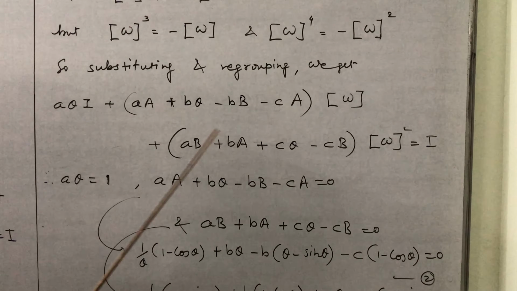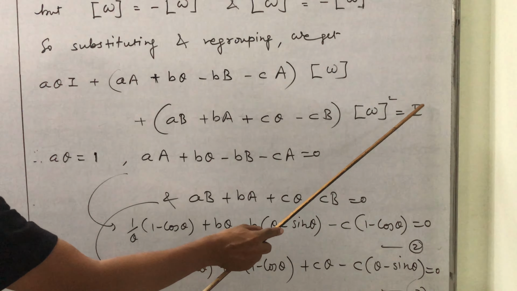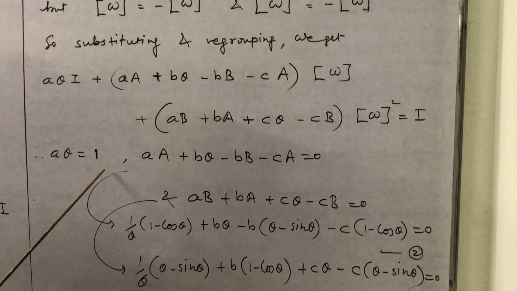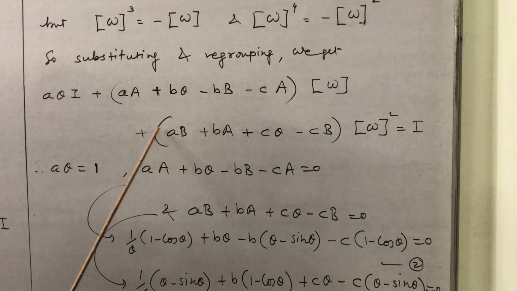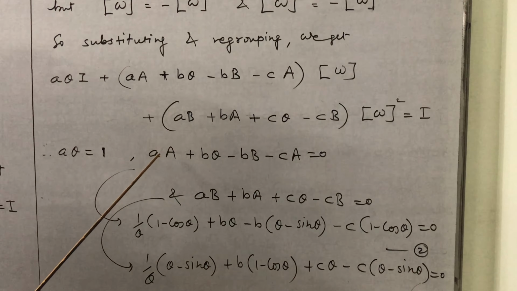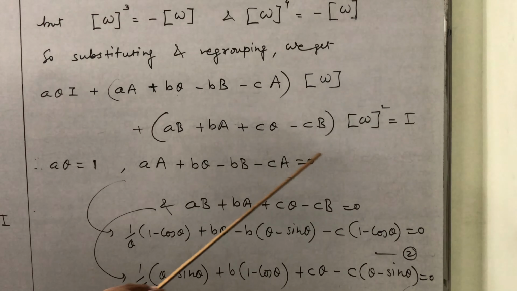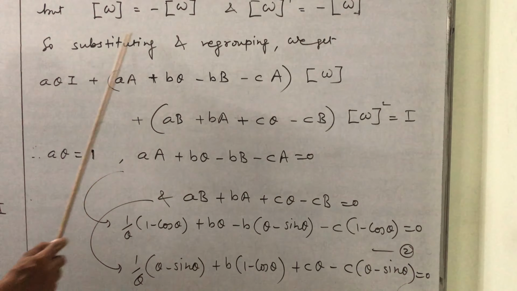So this one as a whole is the identity matrix. So the multiplier of I should be 1. So A theta is 1, and this term must be 0. So A plus B theta must satisfy this. As a whole, this one is the identity matrix, and I is the term here.